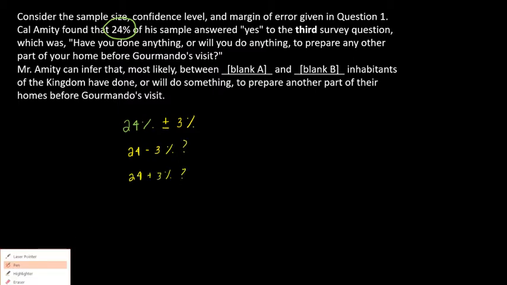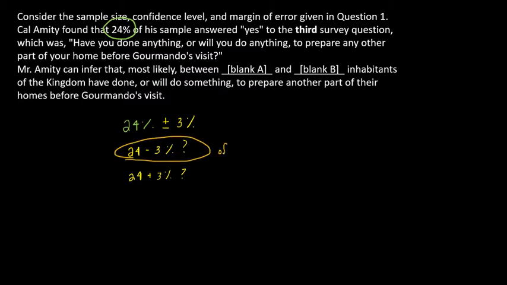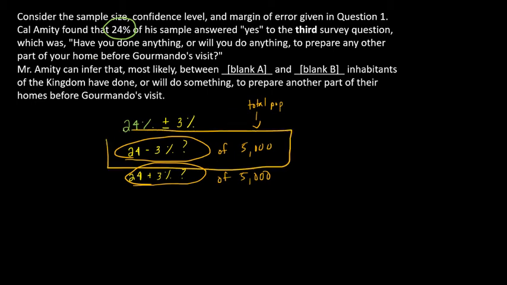And then you're going to find that percentage of 5,000 because that's the total population. And with the next one, you're going to figure out what's 24% plus 3%, and find that percentage of 5,000, the total population. Mr. Amity can infer that most likely between this number and this number inhabitants of the kingdom have done or will do something to prepare another part of their home before Gormando's visit.